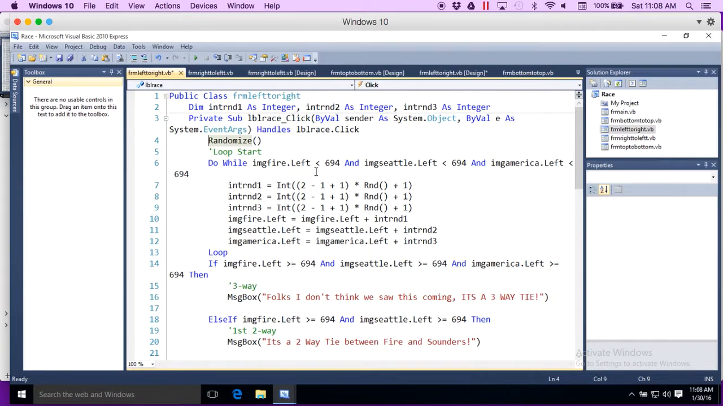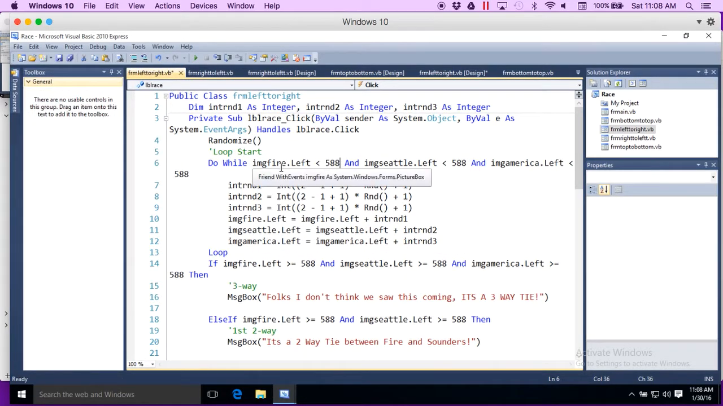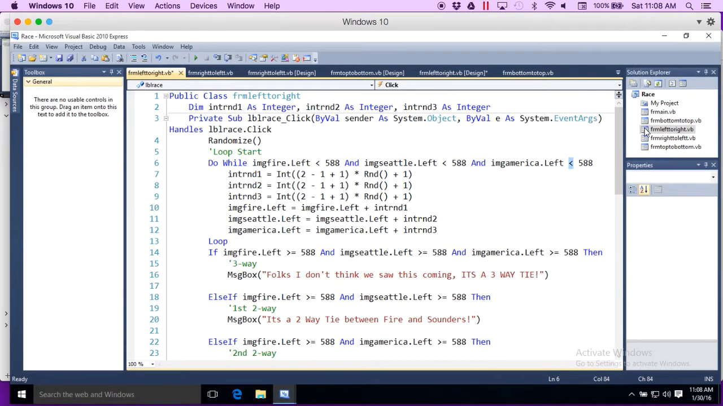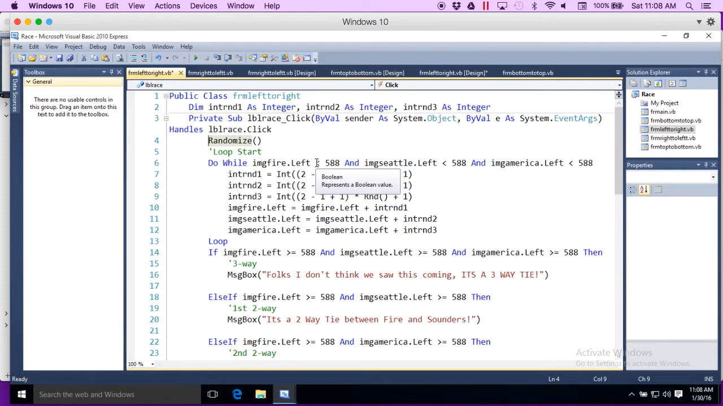So going back through here, I'm going to change all of these. I highlight 694. I go under Edit, Quick Replace, and I'll replace it with 588. Should be 14 changes for 3 objects. Now, what do we have here? Now the do while loop, these are less than, less than, less than, less than. Because while the 3 images are to the left of the finish line, they have to keep moving. They're not there yet. They're on the left side, while they're less than the finish line. So the less than means they're on the left side. So keep moving them while they're on the left side. That's what the less than sign means.